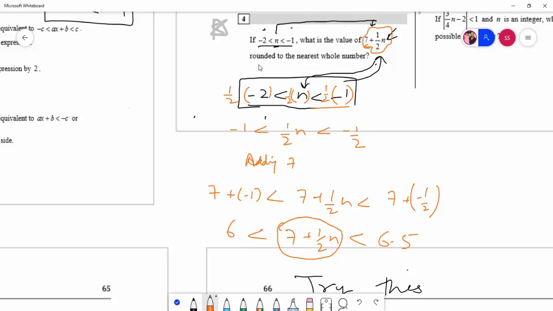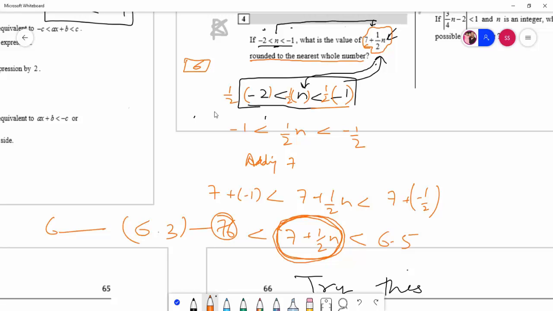Now what we have to do is round this to the nearest whole number. So which whole number is closest to 7 plus half of n? 7? No, 6. 6, exactly, because it is in between 6 and 6.5. So for example, let us take it as 6.3. 6.3 is closest to 6, not 7, right? Yes. And that is why 6 is the answer.